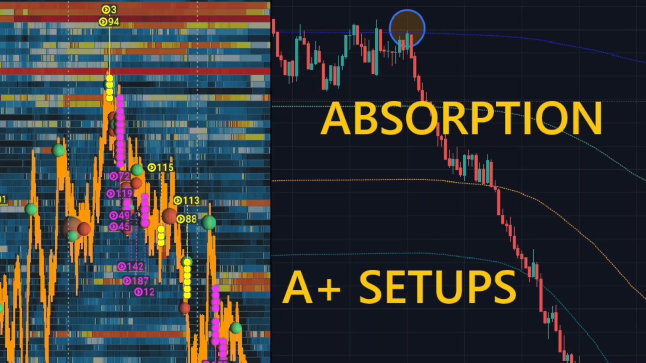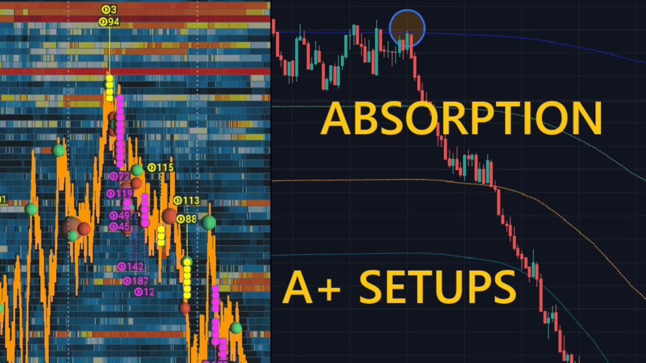Hello, everyone. Absorption is a very important concept in trading, and I will show you in detail how it works. And I will give you some tips on how to identify an A plus setup and how to reduce the noise.